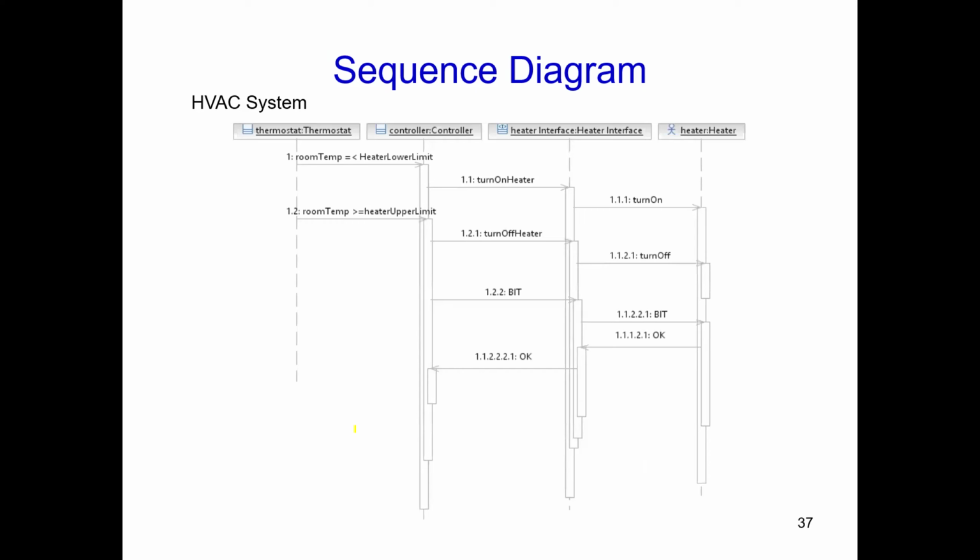And here's the one for the HVAC system. So we have presented the use case for the HVAC, the class diagram for the HVAC, and this is the sequence diagram.